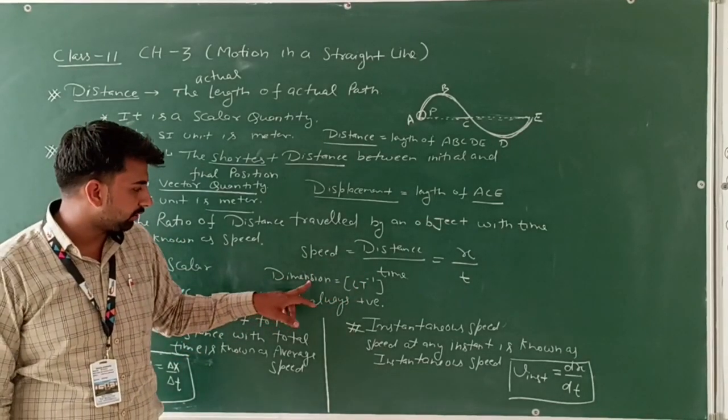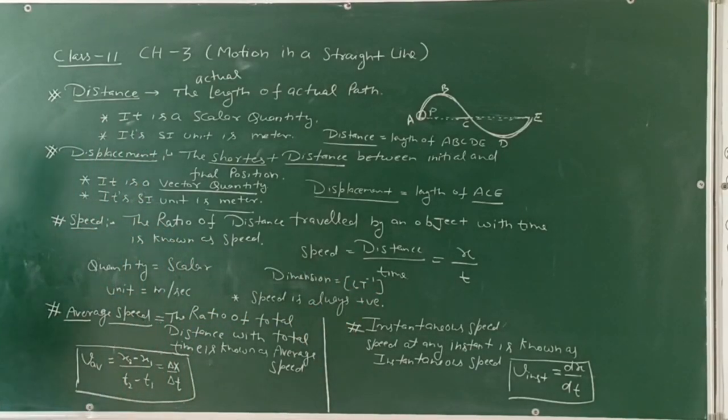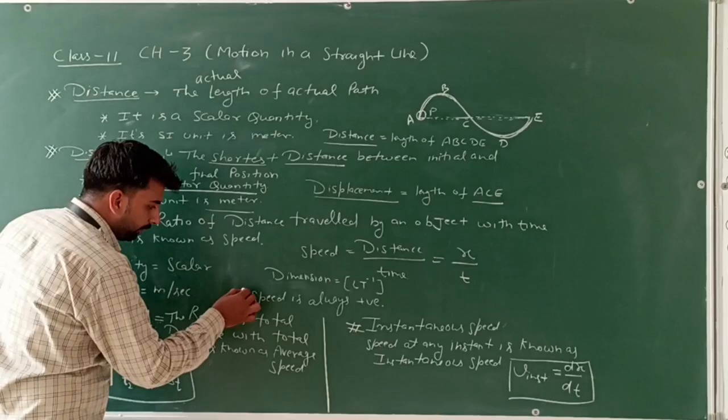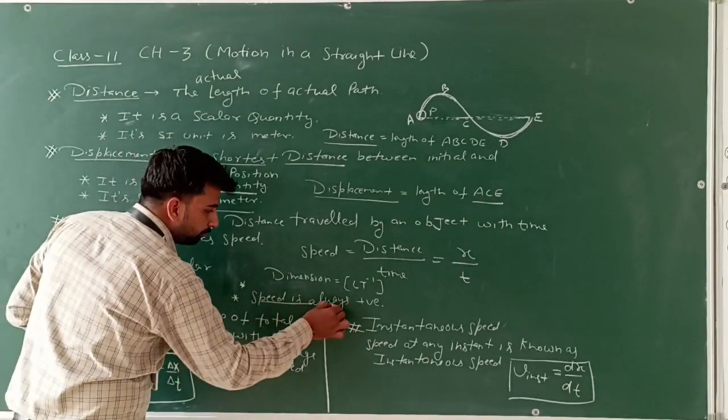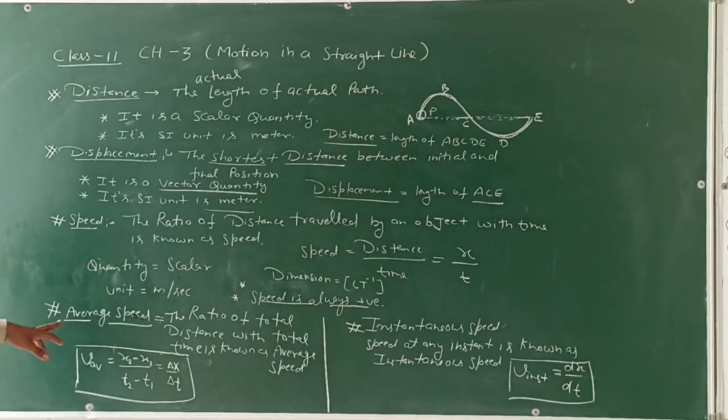Clear? And the dimension of speed is LT minus 1. Okay? This is an important point. The speed is always positive. Speed can never be negative. Clear? Now we have some types of speed. First average speed and then instantaneous speed.